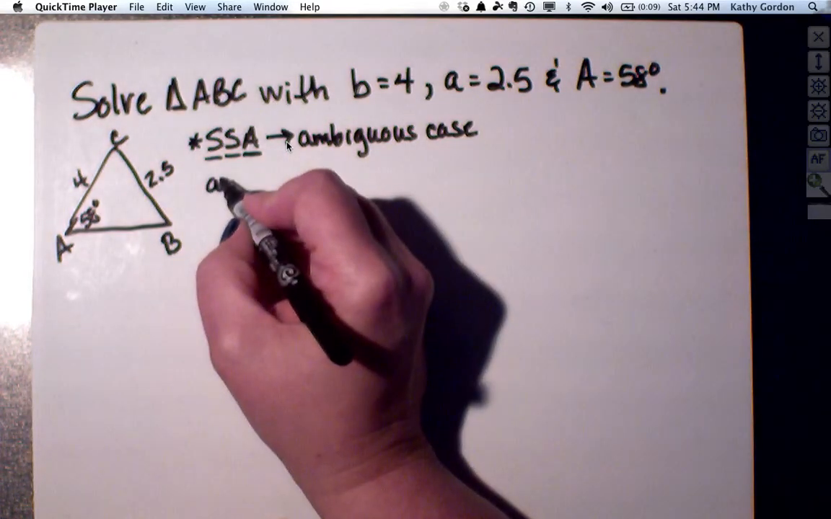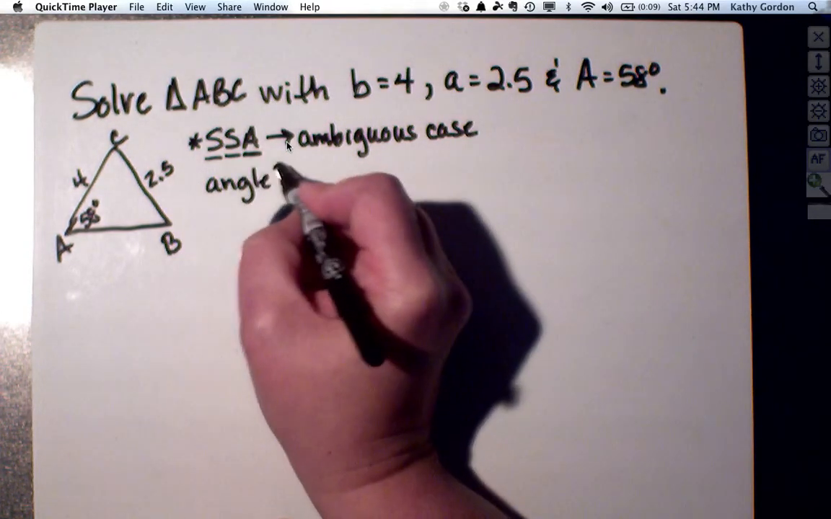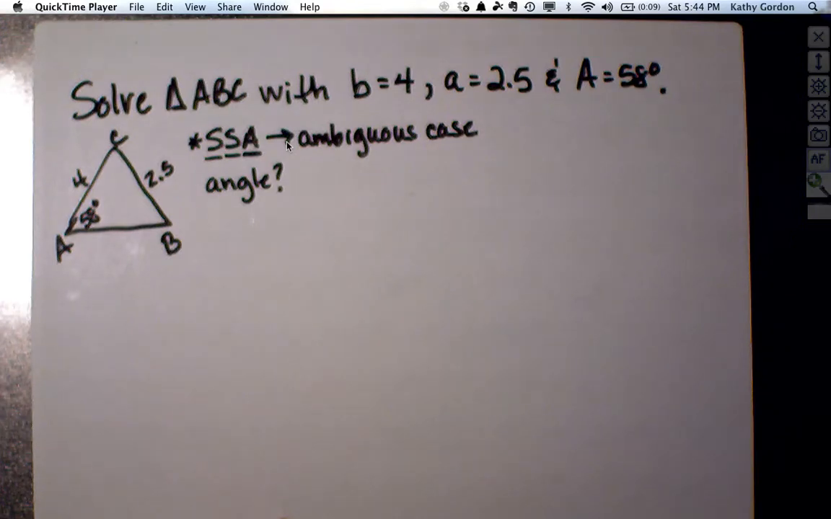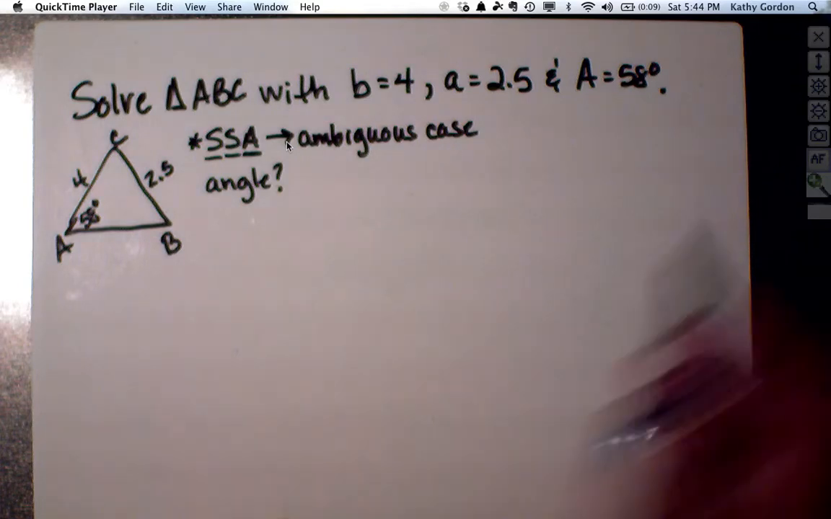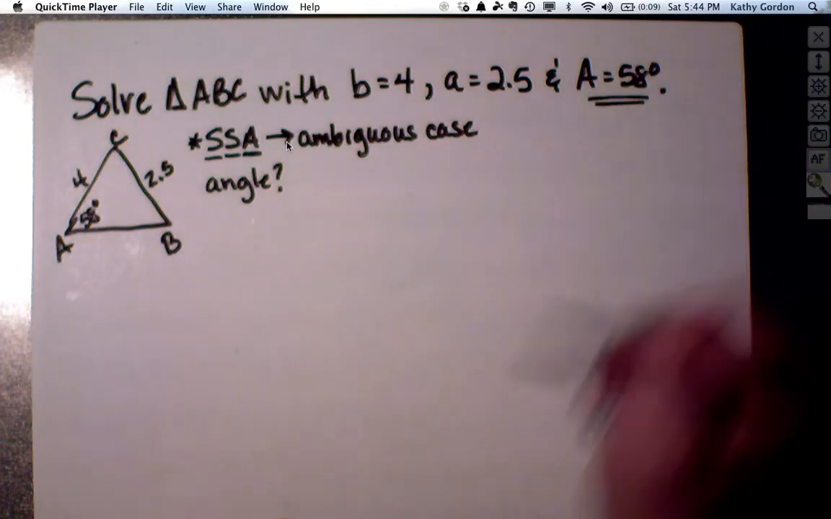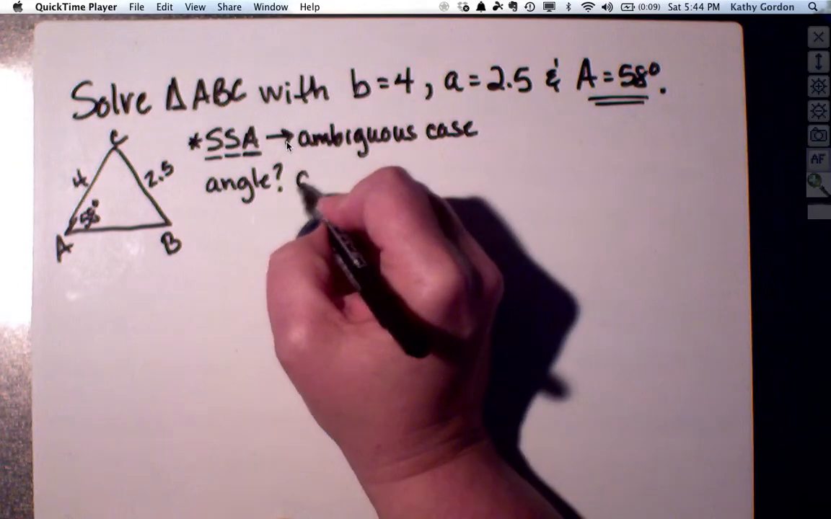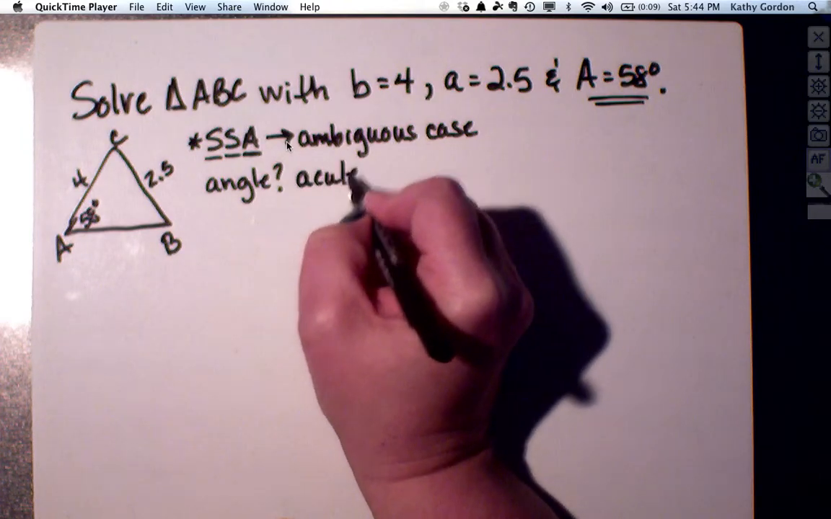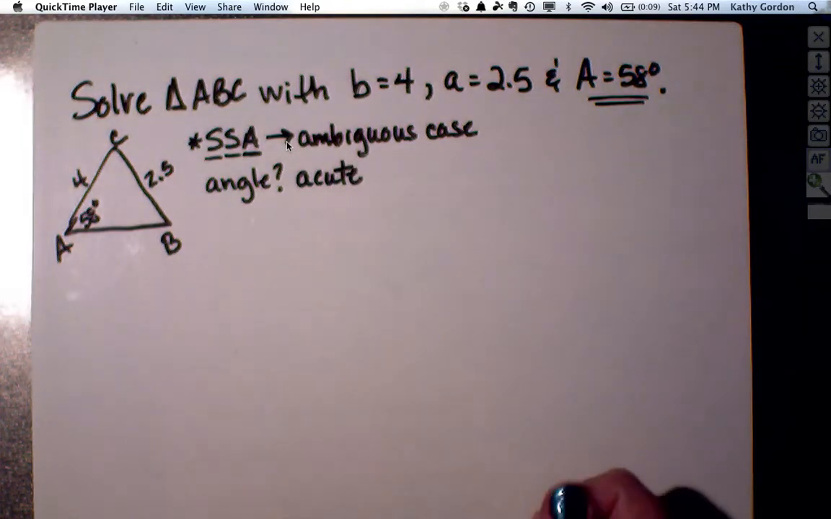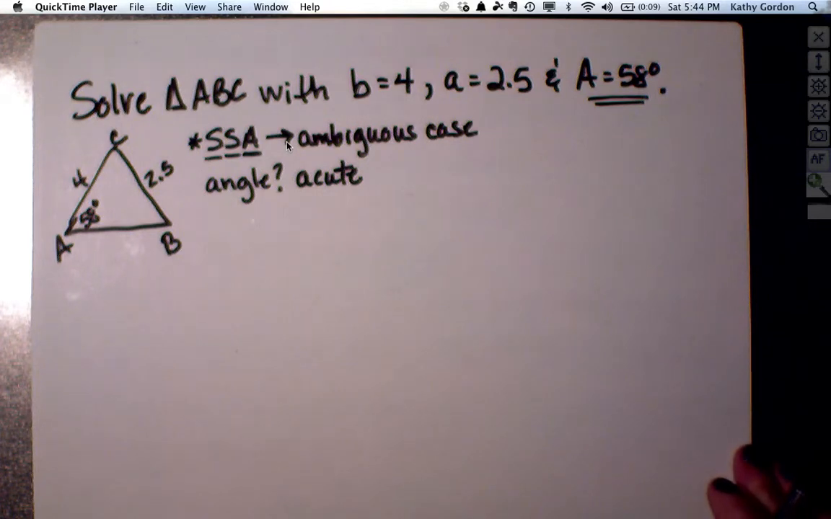Then you need to take a look at what kind of angle they've given you. They've only given you one, and it is based on that that we decide whether we're going to look at the acute possibilities or the obtuse possibilities. Our angle in this case is 58 degrees, which makes it acute. So we know we're looking at the possibilities on our foldable when A is acute.